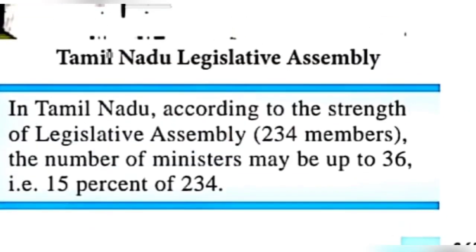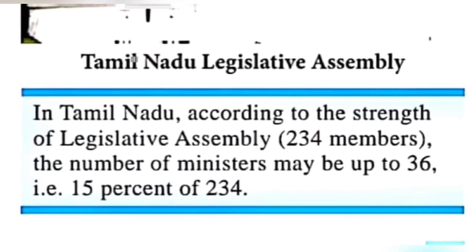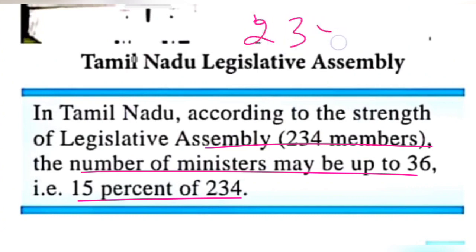234 members are there, children. Yes, 234 members are there. The number of ministers may be up to 36. That is 15% of 234. So actually totally 235. Okay, 235.